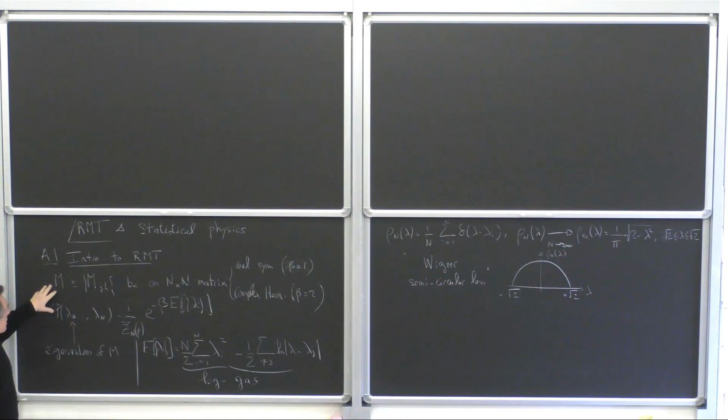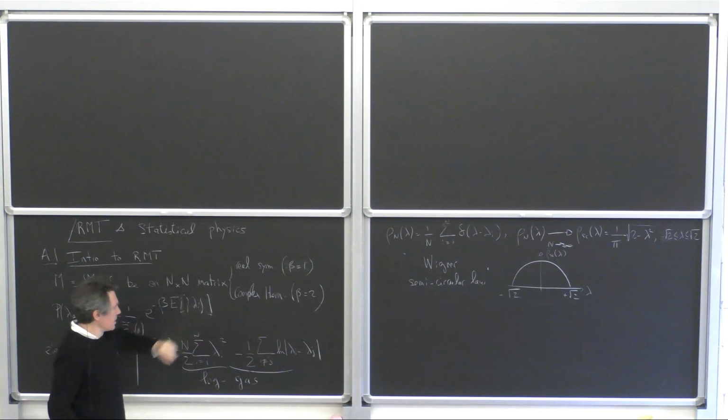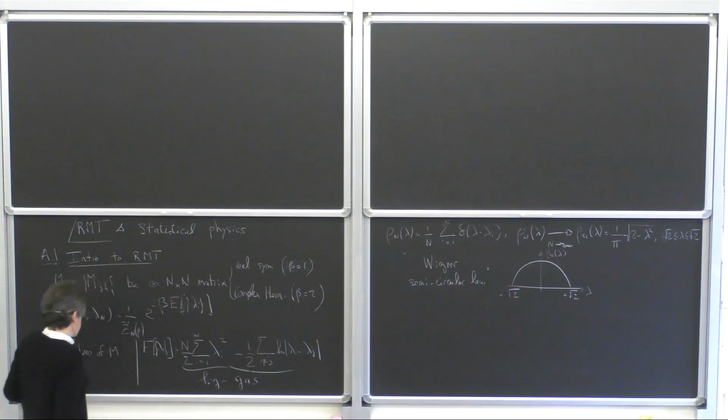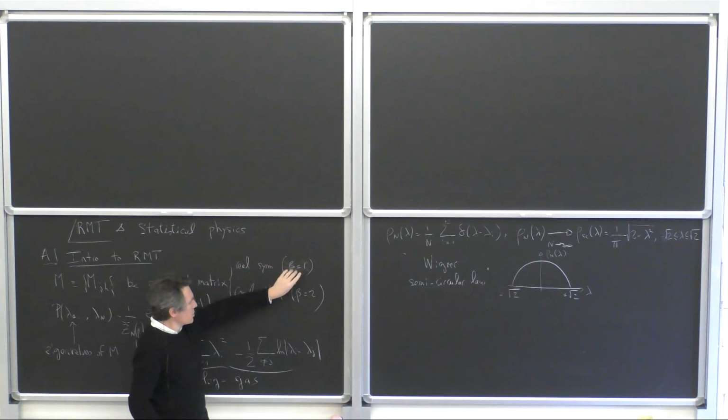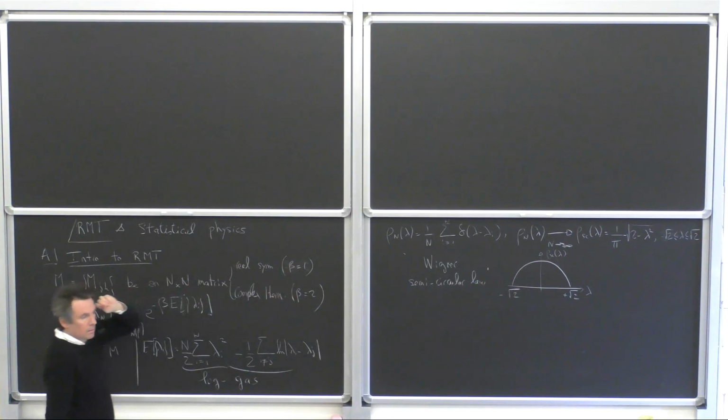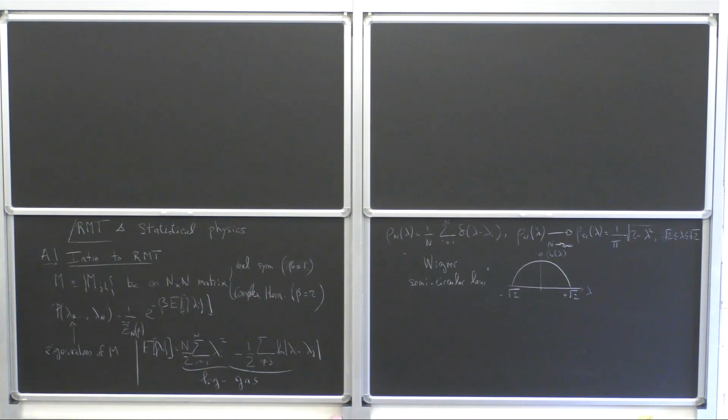These values, basically either real symmetric or complex Hermitian. And we have seen that it's nice to parameterize them by this coefficient beta, which is called Dyson index, beta equals 1 and 2, respectively. And what we have discussed is that the distribution of the eigenvalues in these matrix ensembles actually completely decouple from the eigenvectors.